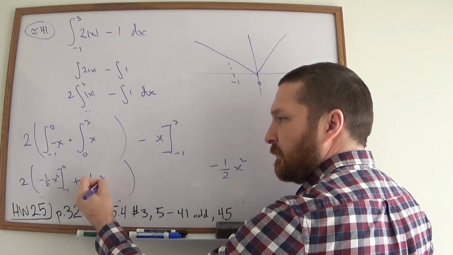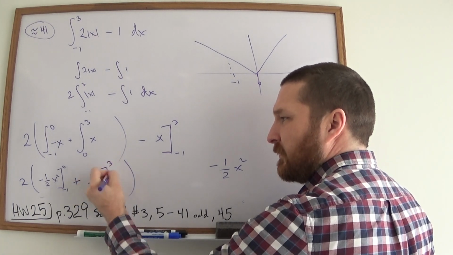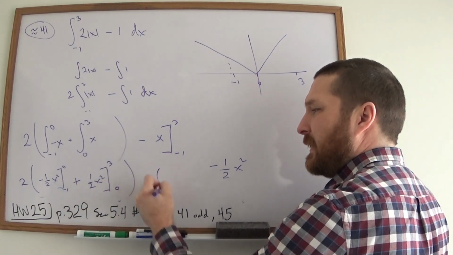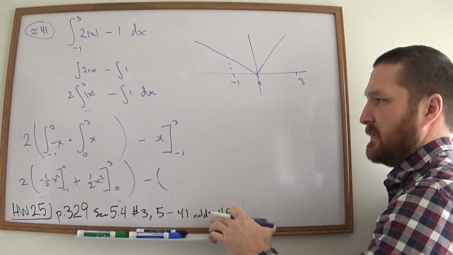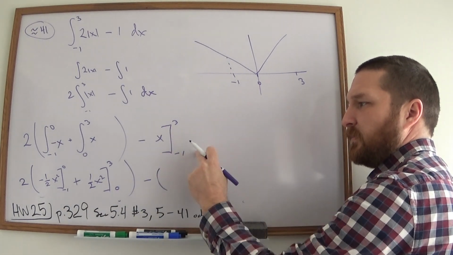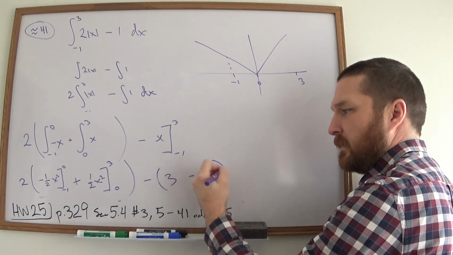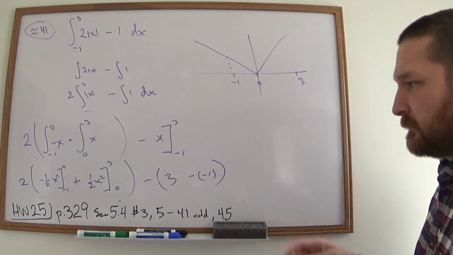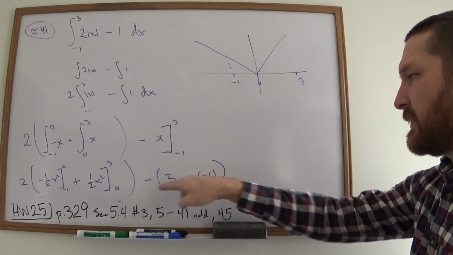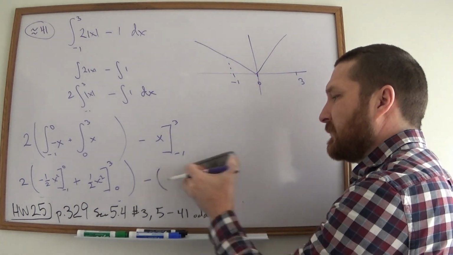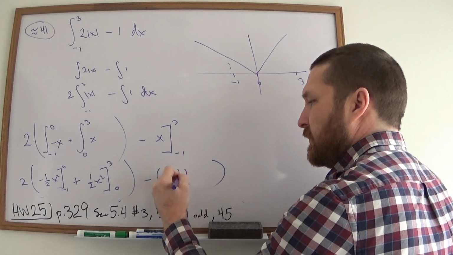1/2 x squared plus c, but instead of plus c, we're going to go from 3 to 0. Now let's go ahead and evaluate this. This is x evaluated at 3 and negative 1. So that's 3 minus negative 1. Parentheses are your best friends. So that's the same thing as minus 4. I'm going to save myself a little room and go minus 4.